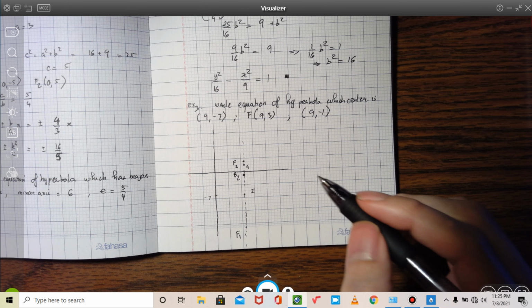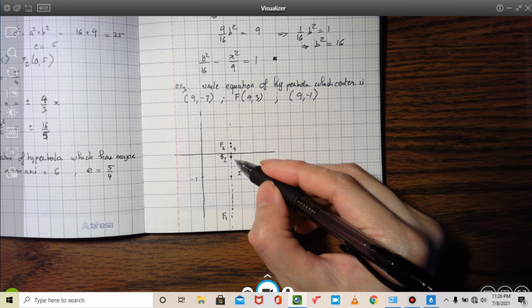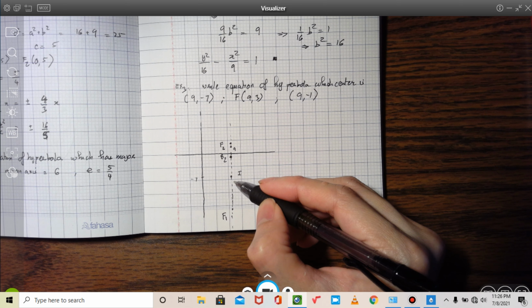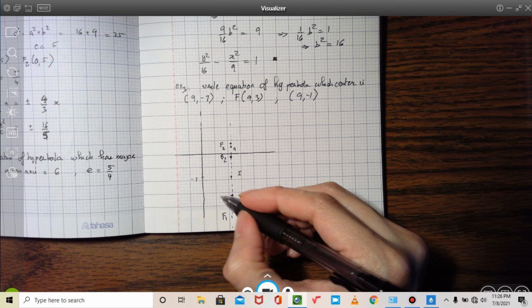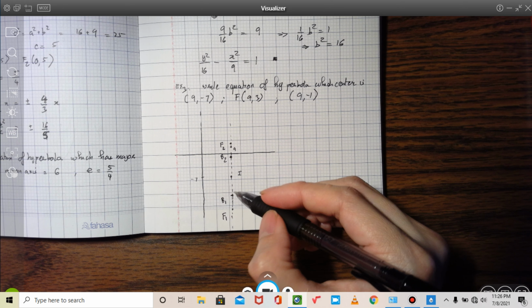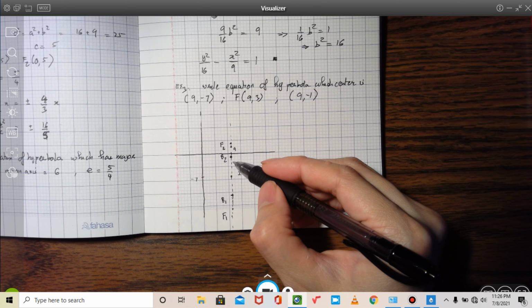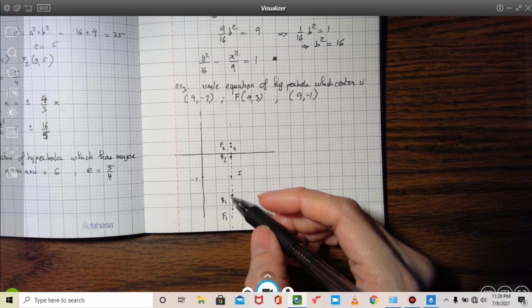Okay. So you count how many units from the center. So you have 1, 2, 3, 4, 5, 6. All right. So 1, 2, 3, 4, 5, 6. So right over here, B1 right here. 1, 2, 3, 4, 5, 6. Yep. So that's B1 right here.